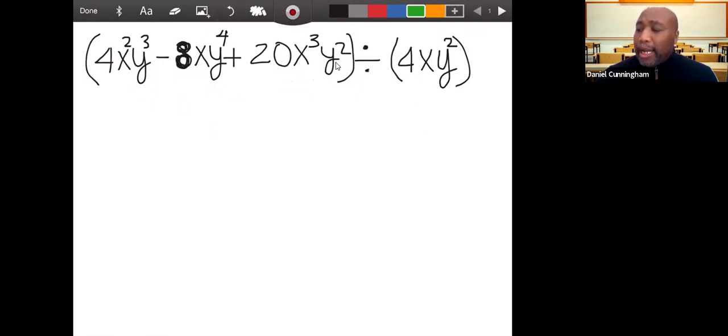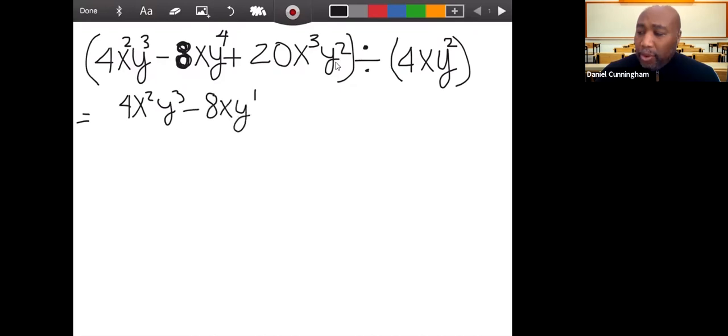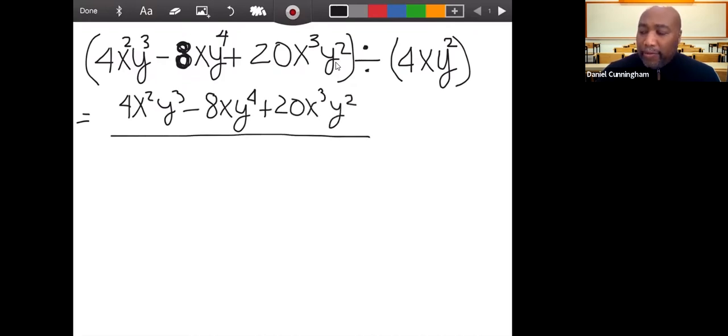So what I'm going to do is rewrite like I did before. And I normally do this when you have 1 term on the bottom. So notice how I'm going to rewrite this. 4x squared y cubed minus 8xy to the 4th plus 20x cubed y squared. All that's divided by, since it's in parentheses, all that's divided by 4xy squared.